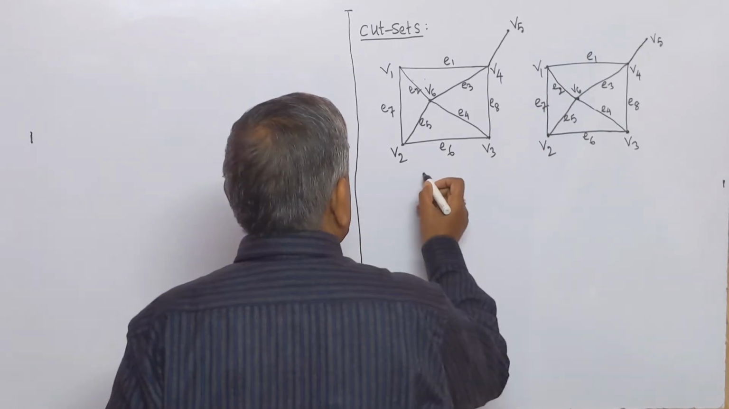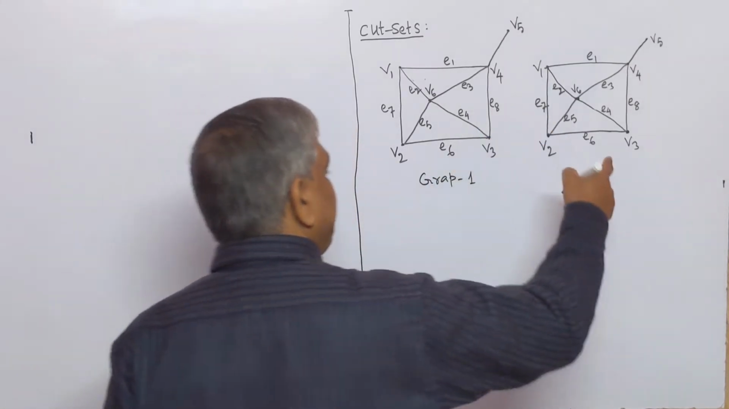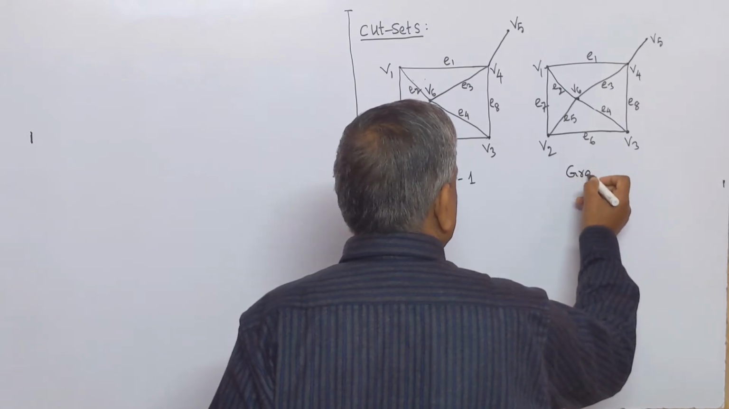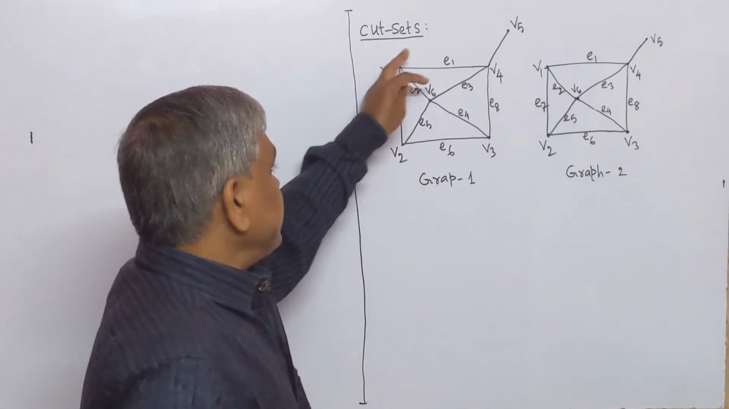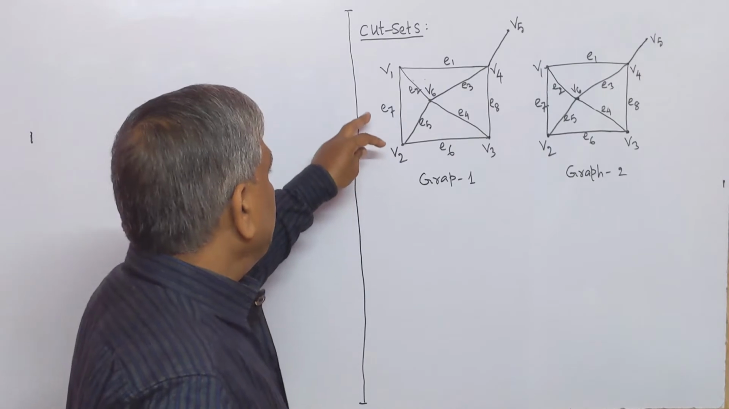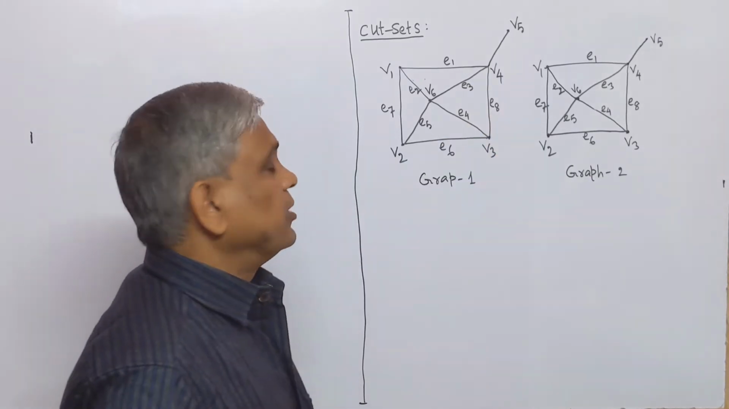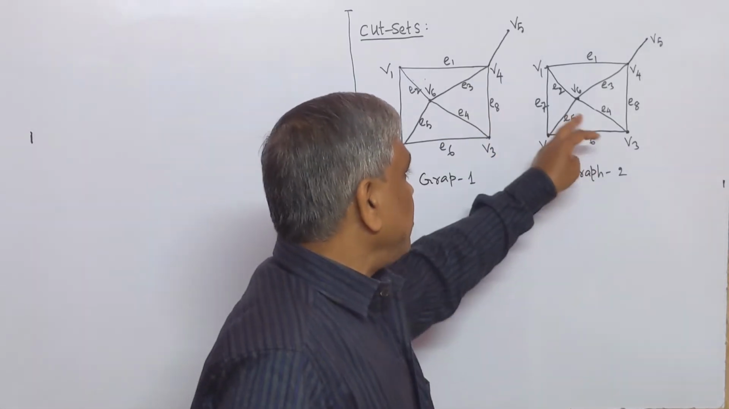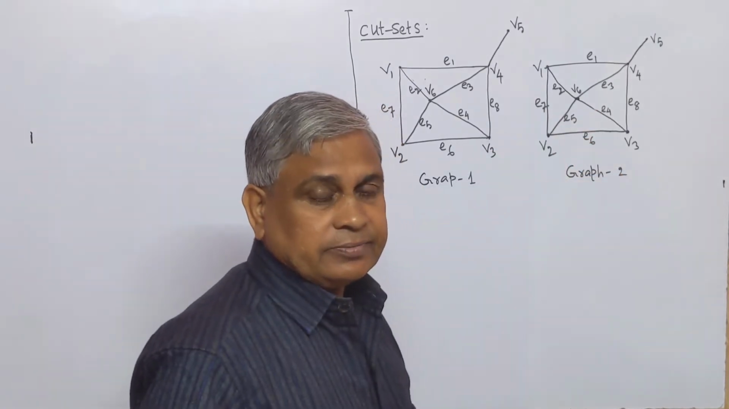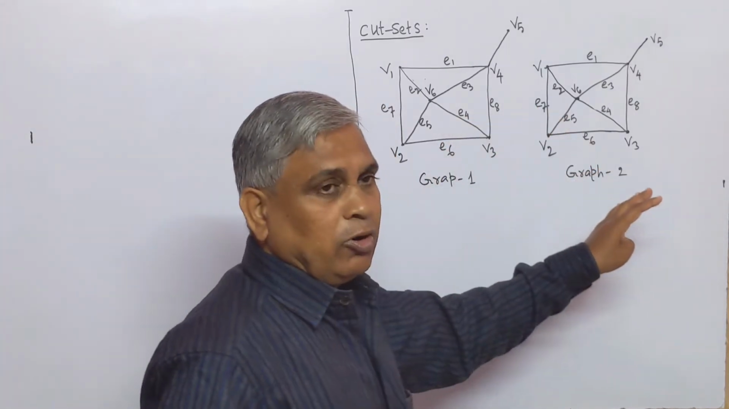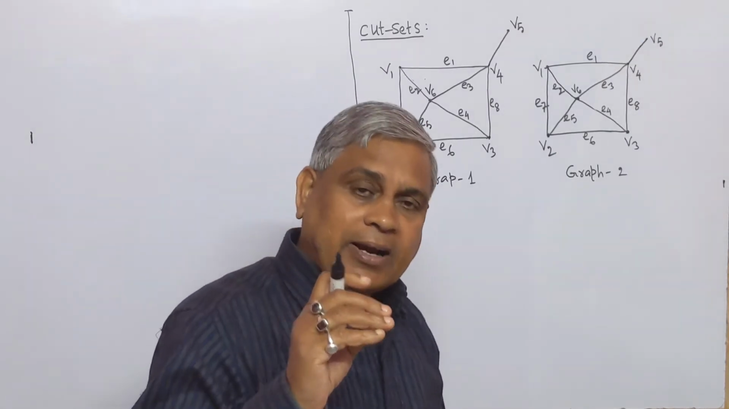We have, this is graph 1 and the same graph, this is graph 2. Here, this is a connected graph. We have here 6 vertices and 8 edges. In the second graph also the same, 6 vertices and 8 edges. The two graphs are same. Only we have drawn this graph for making the cut sets.